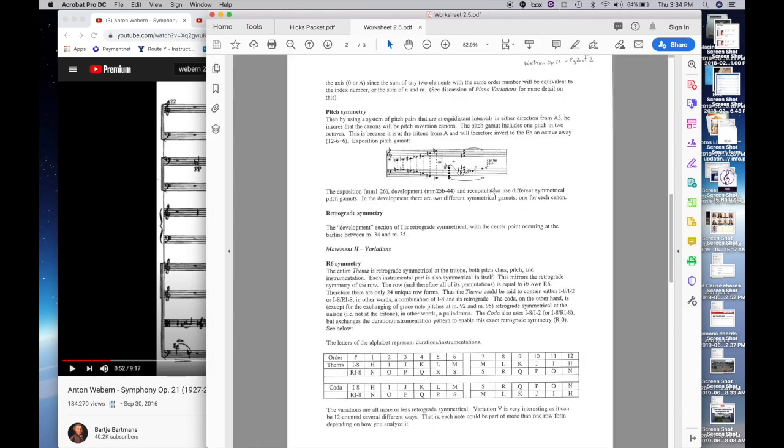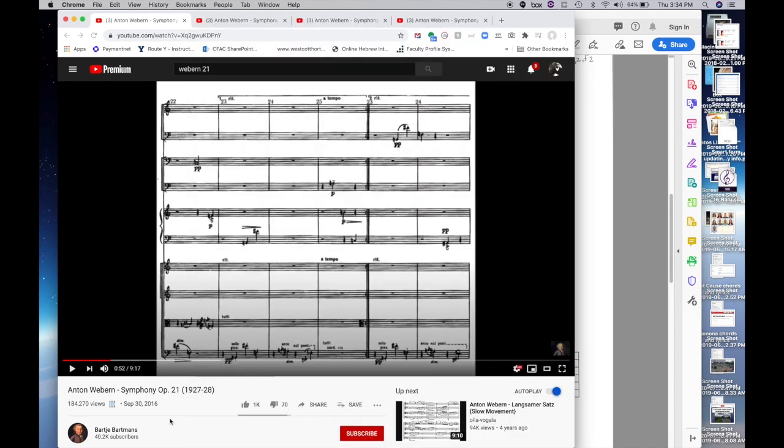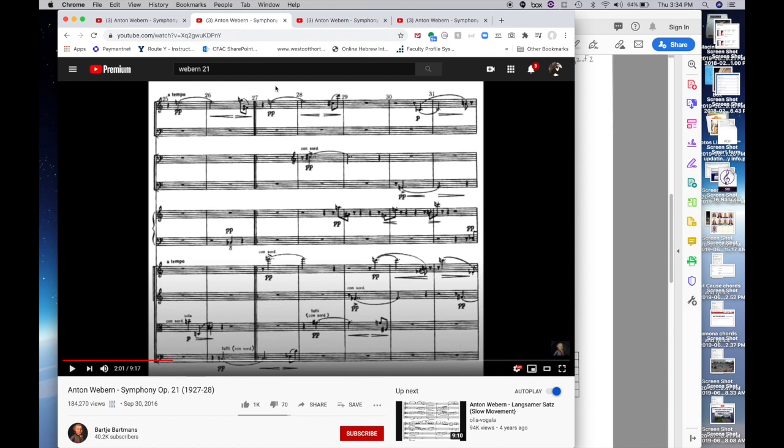Okay, let's see if there are other ideas. Well, I want to show you one thing that's not on the worksheet or the packet, and that is the first part of the development section of this piece is retrograde symmetrical, not just in terms of pitch class, but in terms of pitch and instrumentation. And I'll try to demonstrate.